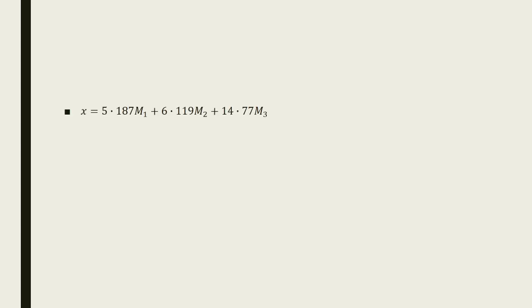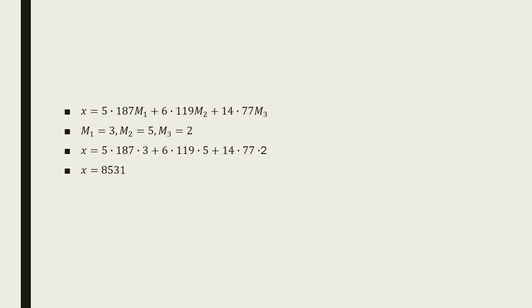Okay, now we want to put it together. So far we had x being this, and we wanted to calculate M1, M2, M3. So that's what we just found by using Euclid's algorithm. M1 was 3, M2 was 5, M3 is 2. Plug those in, simplify. We get x as 8,531.